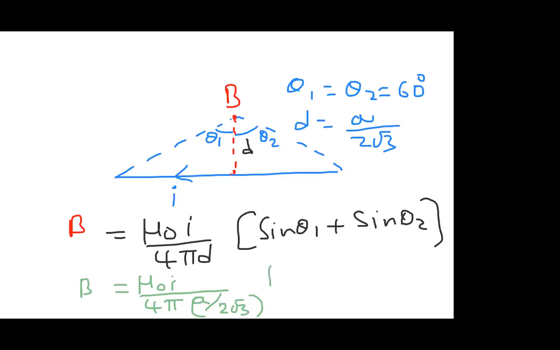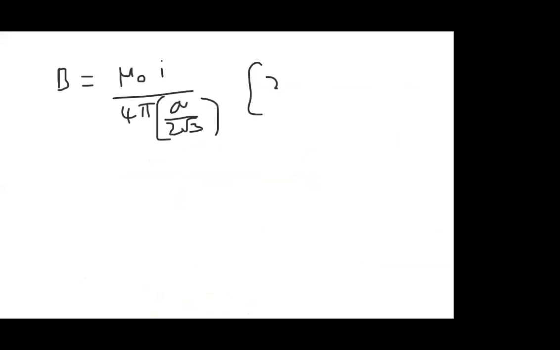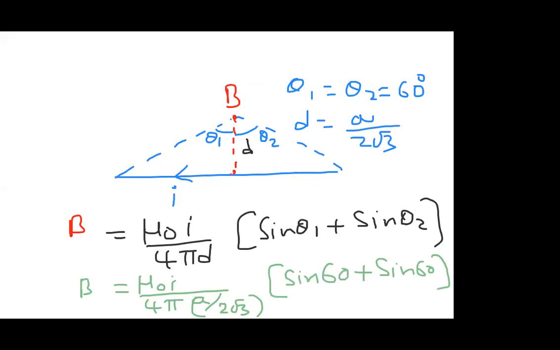And here, what should I write? Sine 60 plus sine 60. So like that I got the information. Let me write on a fresh page. What I have written here is B equal to mu naught I by 4 pi into a by 2 root 3, and sine 60 plus sine 60 I can write as 2 sine 60. The remaining is the same: mu naught I by 4 pi a by 2 root 3 into 2 sine 60. I hope you are clear with this now.